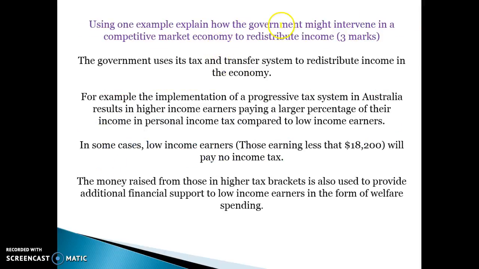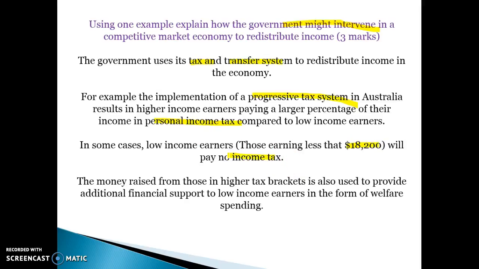Using one example, explain how the government might intervene in a competitive market to redistribute income. The government will use taxes and the transfer system to redistribute income in the economy. For example, they might use the progressive tax system, which results in higher income earners paying a large percentage of their income in personal income tax compared to low income earners. So they use the progressive tax system, which basically means high income earners pay a higher percentage of their income. In some cases, low income earners earning less than $80,200 will pay less tax.